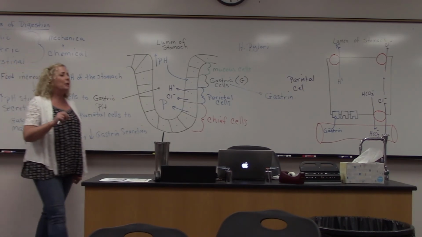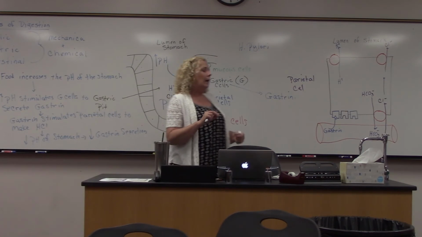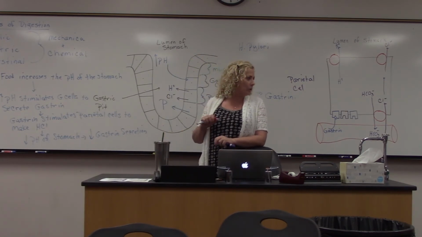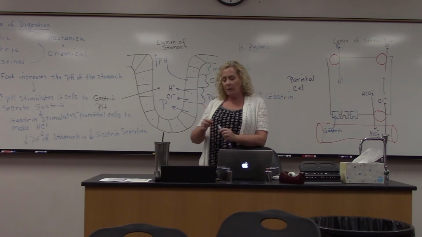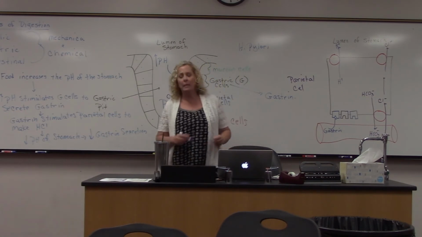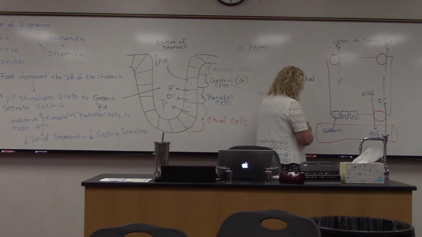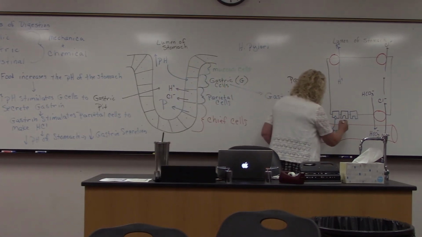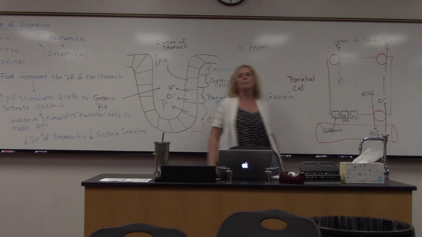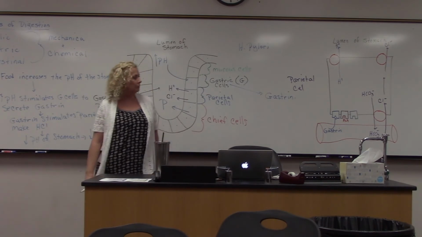But this is a really important process. So if there's something wrong with the G cell, we might not be able to make hydrochloric acid. Anytime there's a really important process in the body, we always have backup systems. So not only can gastrin stimulate the parietal cell, but so can acetylcholine from the parasympathetic nervous system. It can bind and stimulate the parietal cells as well.